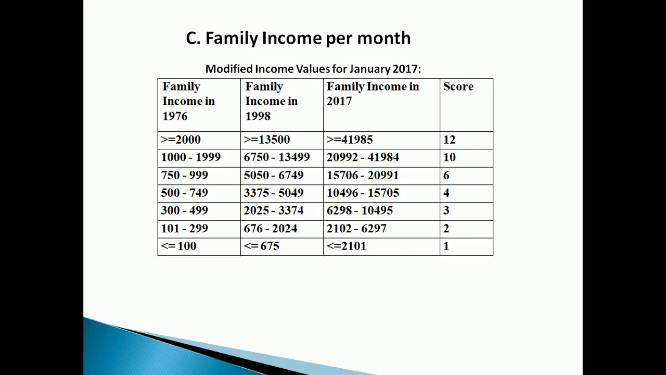As we discussed, in 1976, if family income is less than 100, the person comes under 1. That value in 2017 comes to 2000. Okay, the highest income of 1976 comes to the lowest income in 2017. So this is called inflation. That means the price index is increasing day by day.